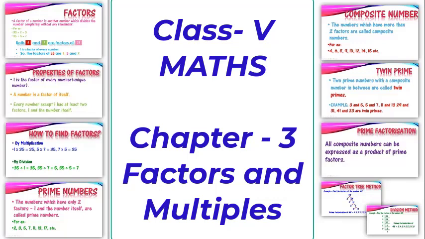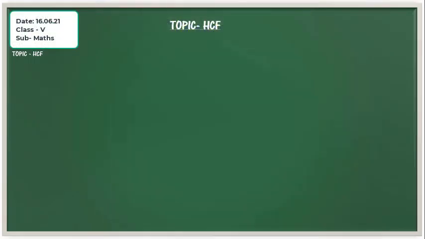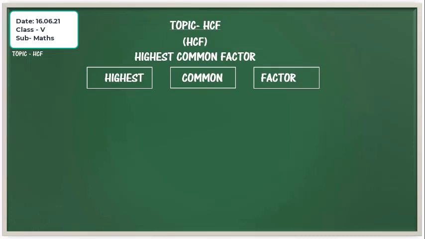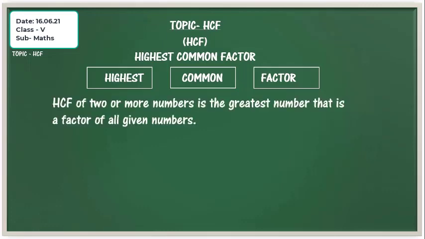So what is HCF? First of all, let us know what HCF stands for. HCF stands for highest common factor. I repeat again, it is highest common factor, which explains itself just by its name. So we can write the definition of HCF as: HCF of two or more numbers is the greatest number that is a factor of all given numbers.